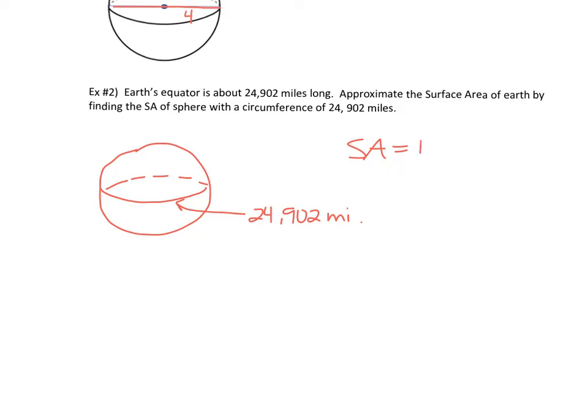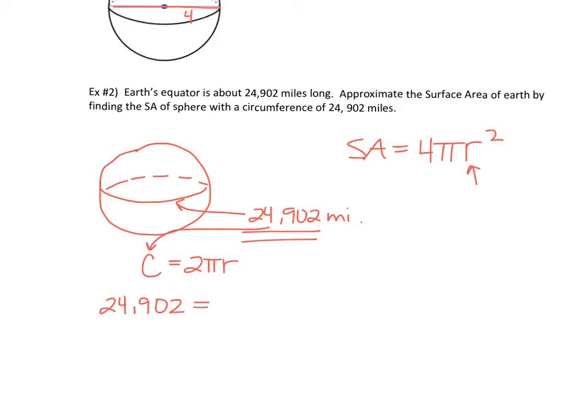Well, think about what we need if we're trying to figure out surface area. We know surface area is 4 times pi times the radius squared. So we need a radius, and if we know circumference, we can find a radius because we know circumference is 2 pi r or pi d, but since we're looking for a radius, I'm going to use this one. Okay, 2 pi r. So I'm going to plug in this for my circumference, 24,902 equals 2 times pi times the radius.